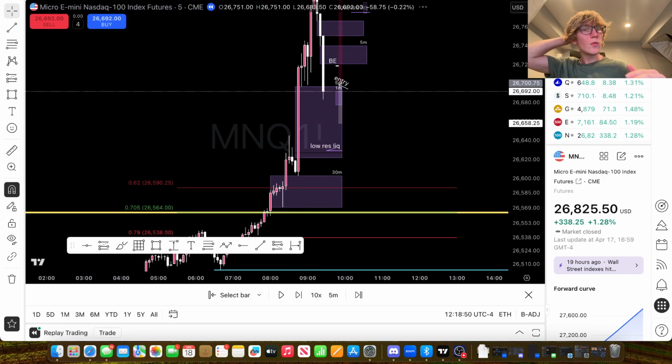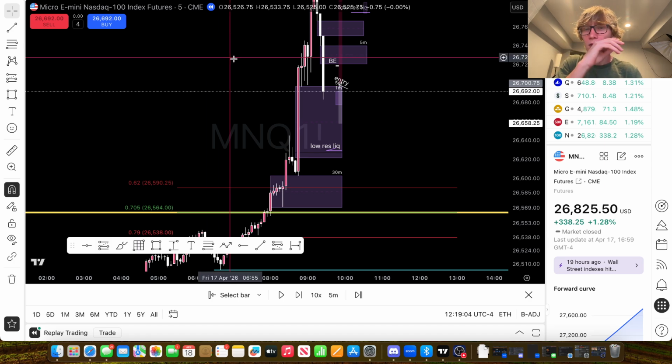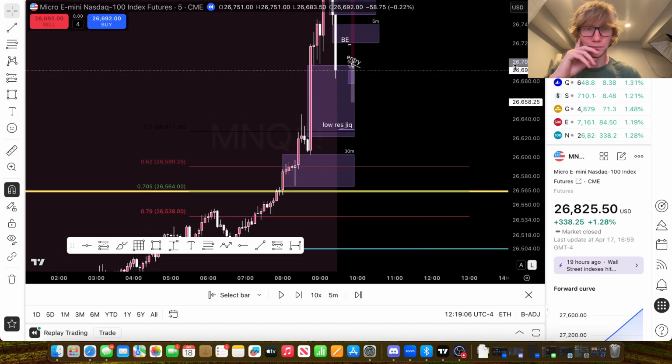So now we have draws on liquidity marked. We know where our fair value gaps are. We know we're super bullish on the day. What are we doing now? We're going to go to the smaller time frames. Now, I'm talking 5-minute, 2-minute, 1-minute, 3-minute, 4-minute, whatever, right? Smaller time frames. So we know this 5-minute is here.